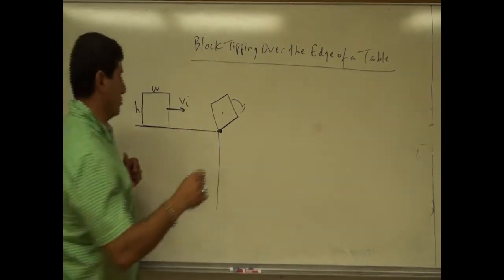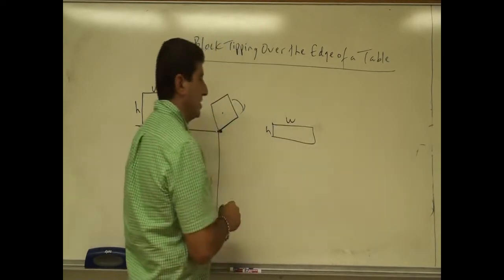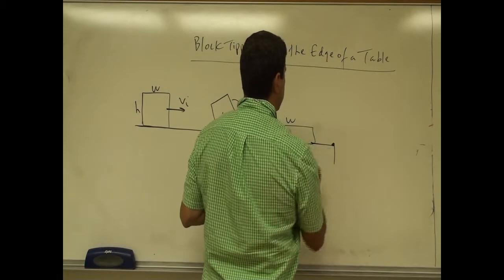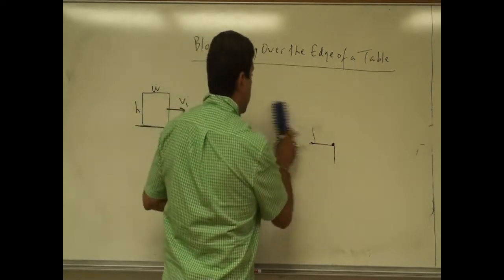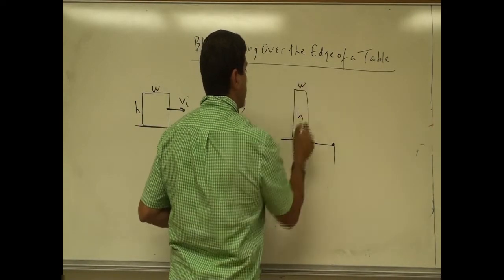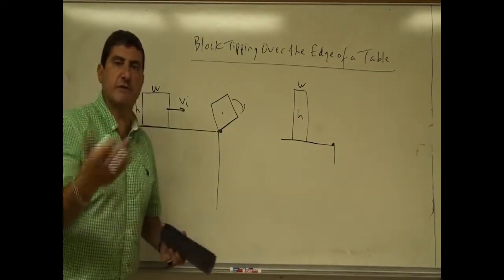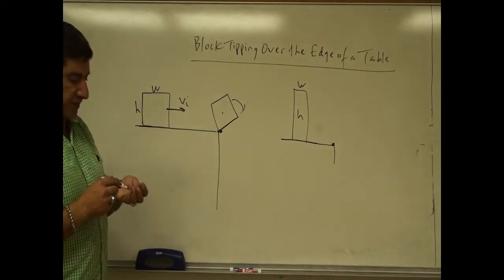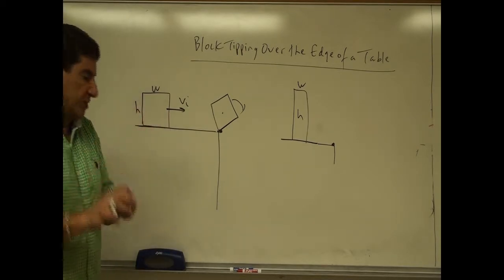So of course, if the block height was very short and the width was very long, it would almost never tip over. It would come and hit the corner and it would just bounce back, right? If the block was really high, right, and the width was very short, as long as it hit something, it would tip over very easily. So you can run this experiment with a cube, or you can run it so that the height and the width are not too much different from each other.